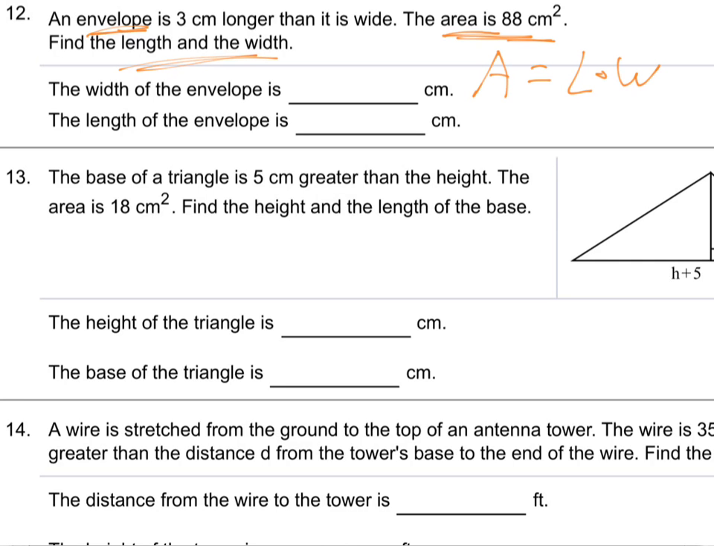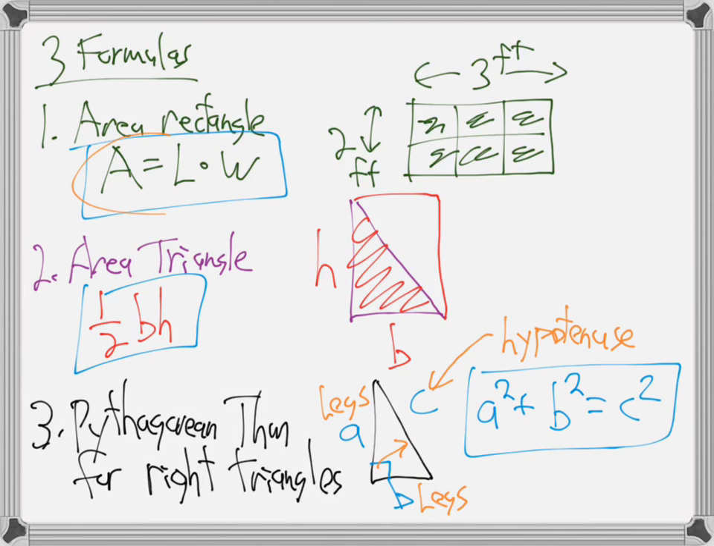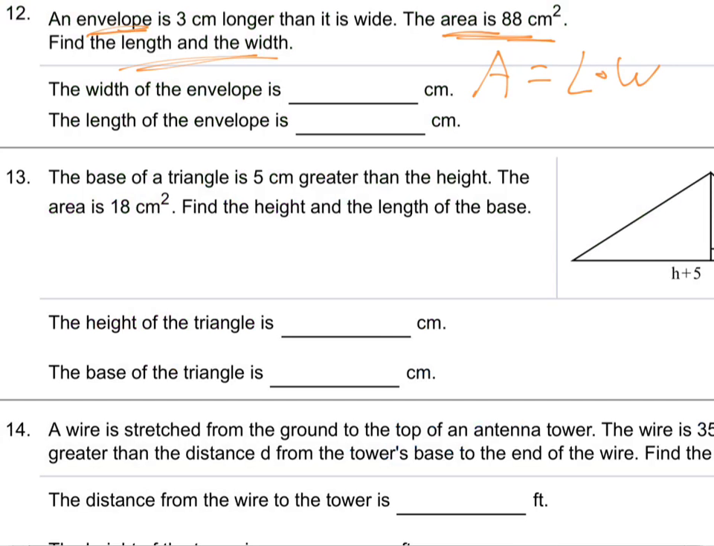Area is length times width, huh? Area of a rectangle formula, right? Number 1 here. Area is length times width. All right, so there's my formula. Let's plug in what we can. They're telling me the area is 88, so I'll just put that right in for A.